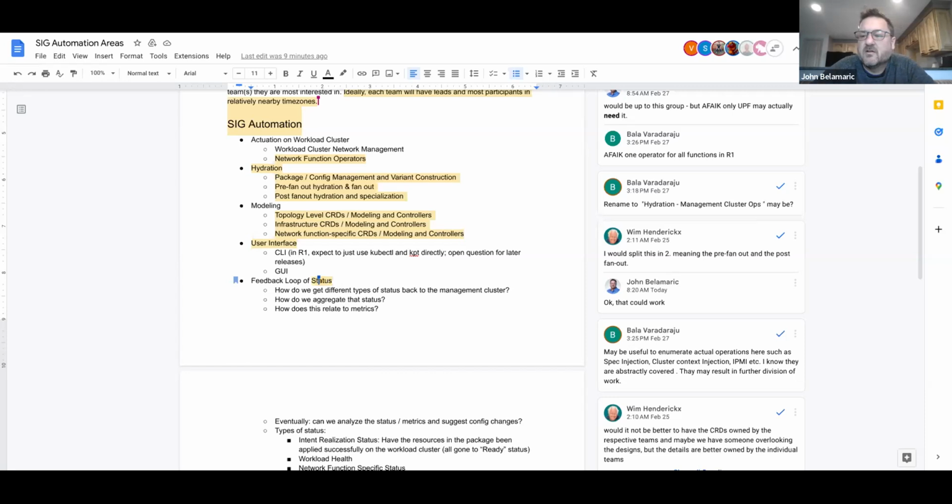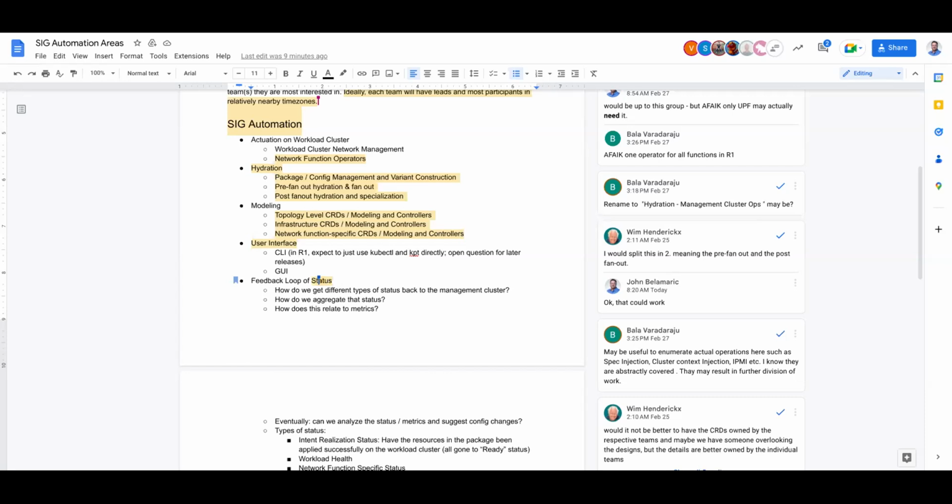Bala? Yeah, sorry. So again, it's a question for all and also Tal as well. So we have something called operator SDK that will obviously internally use KubeBuilder to build the controller. So question to Tal, John, and Wim and others who are the experts in the Kubernetes world. Do you think that is something that can be useful? I just put a link to that in the chat.